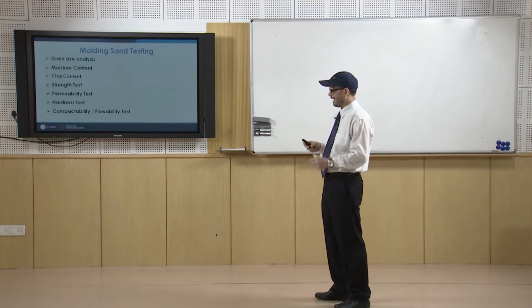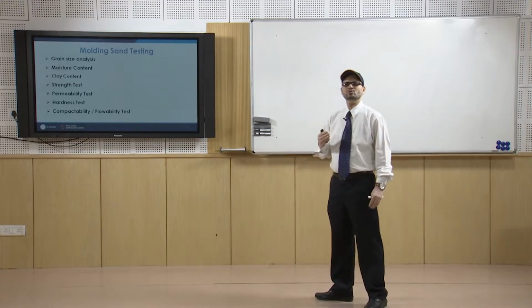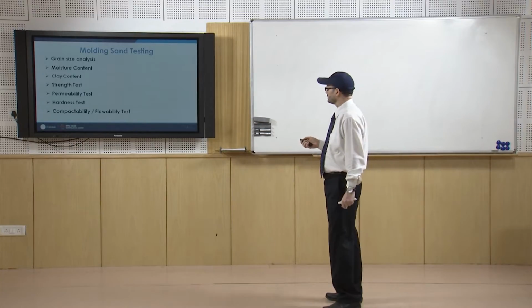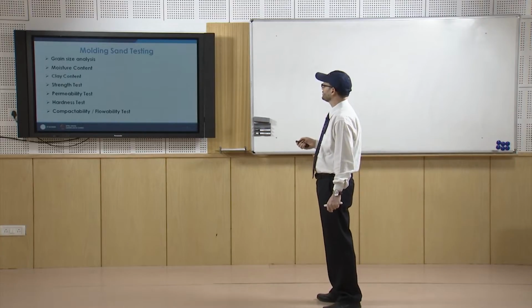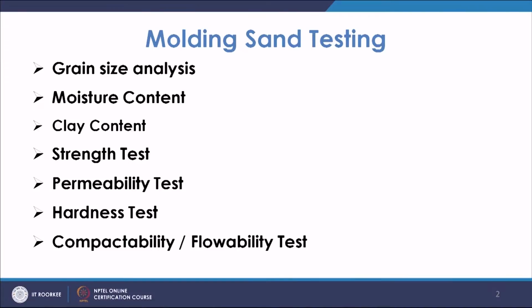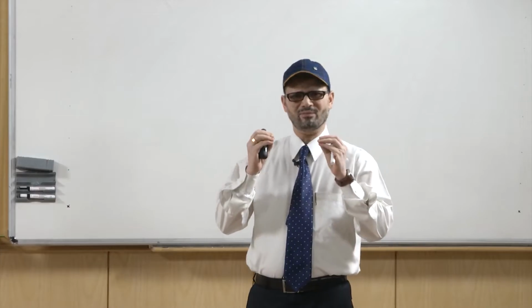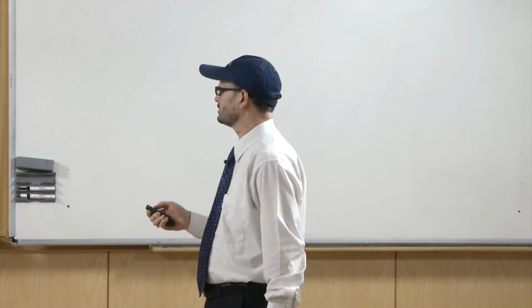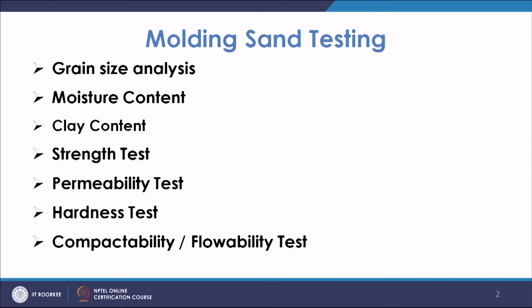Now, we have these different tests, and apart from that there are also a few other tests. Among them, the important tests are grain size analysis, that is for the fineness of the grain size, then moisture content testing, clay content testing, then we have to know the different strengths of this molding sand, like green strength, dry strength or compressive strength, then what the permeability is, and what the testing procedure for testing the permeability is.